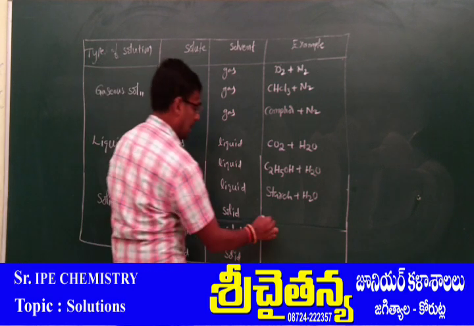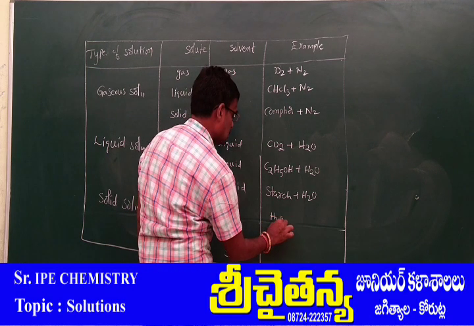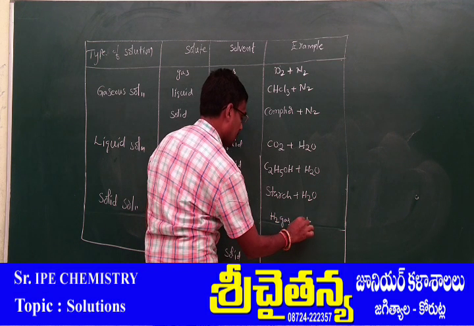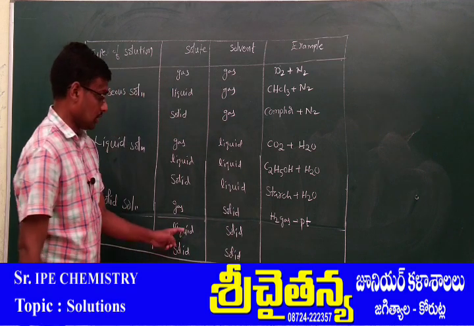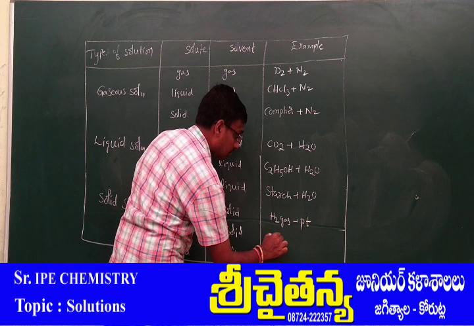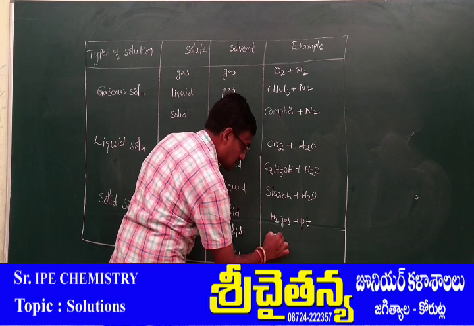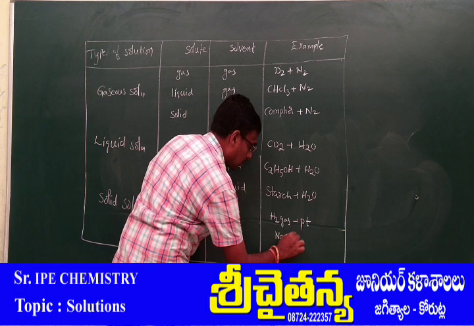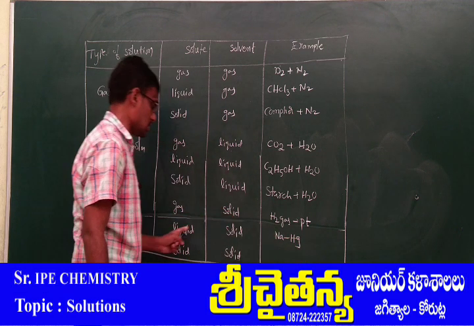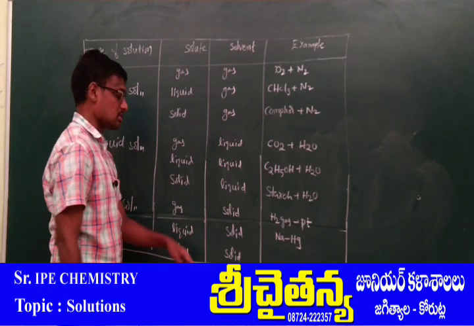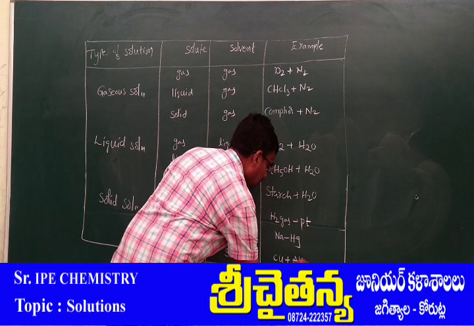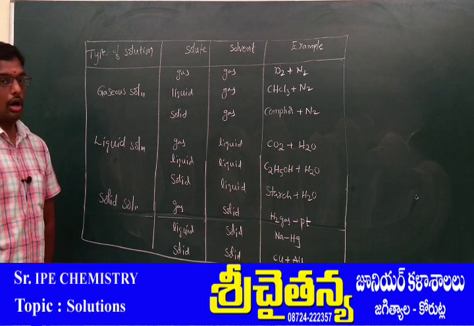In solid solutions, gas in solid: hydrogen gas is bubbled towards a platinum electrode. Liquid in solid is an amalgam, that is sodium amalgam, where sodium metal is solid and mercury is liquid. Solid in solid is a mixture of copper with aluminum.